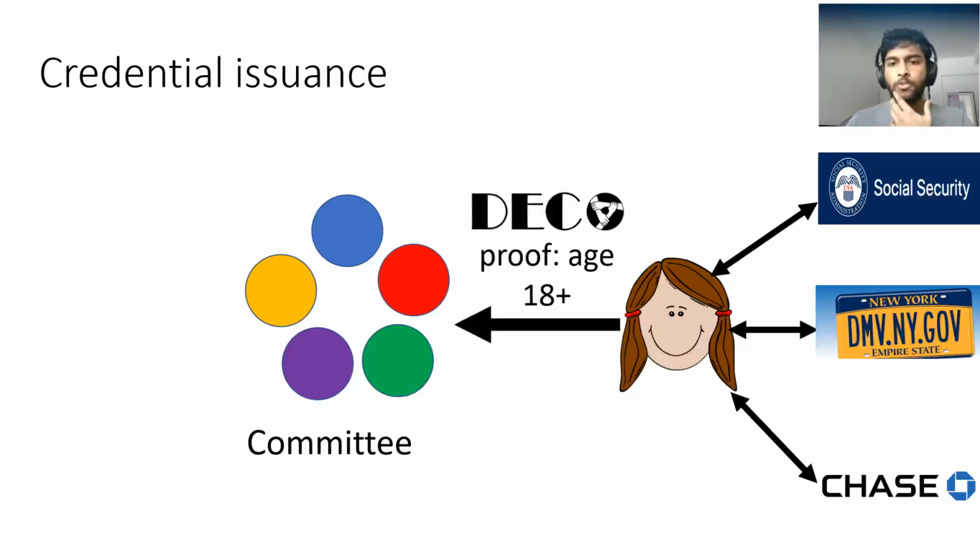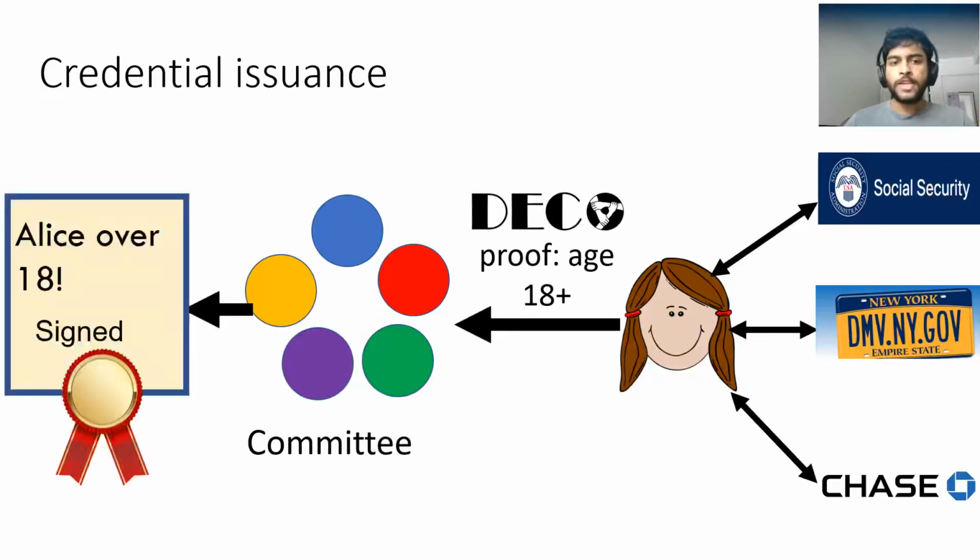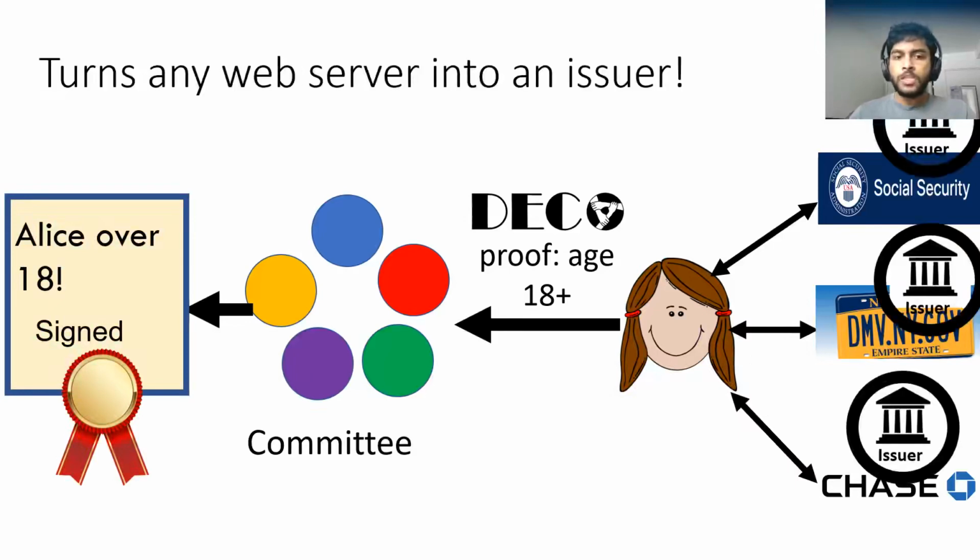Alice uses Deco to prove to committee members that she is over 18. Once enough committee members verify the Deco proofs, they issue a signed credential saying that Alice is over 18. In this process, we've essentially turned any web server that serves web content via TLS into a credential issuer.